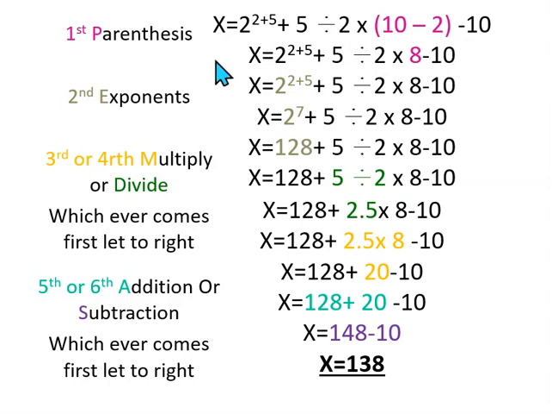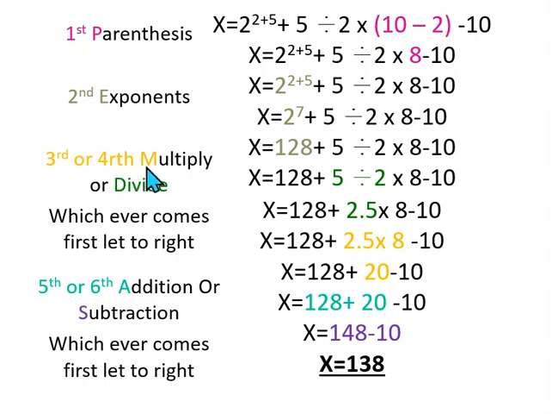And then we move on to the second step, which is exponents. You would solve whatever portion of the exponents needs to be solved. In this case, it is 2 plus 5. Therefore, we get 2 to the power of 7. That is 128.